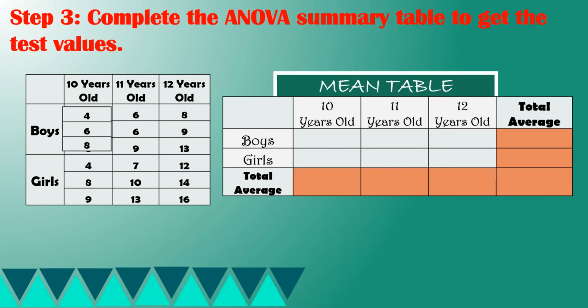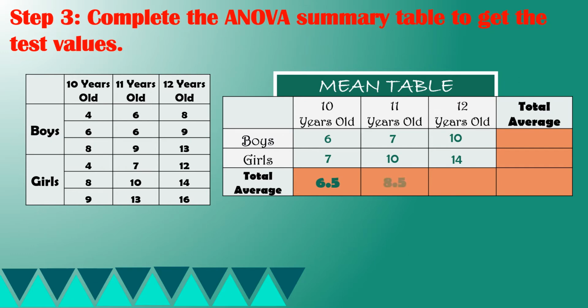So the mean for boys of 10 years old, we have 6. The mean for the 11 years old boys is 7. And the mean for 12 years old boys is 10. For the girls, girls of 10 years old is equal to 7, girls of 11 years old is equal to 10, and girls of 12 years old is equal to 14.